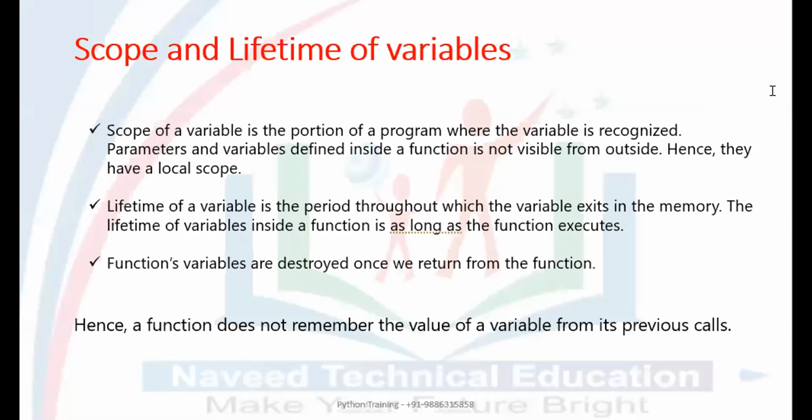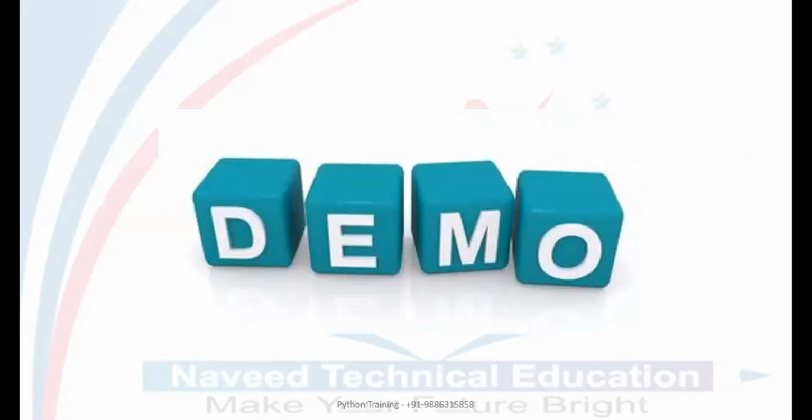Now let's see what we mean by scope and lifetime of a variable. The scope of a variable is the portion of a program where the variable is recognized. Parameters and variables defined inside a function are not visible from outside. Hence, they have a local scope. The lifetime of a variable is the period throughout which the variable exists in memory. The lifetime of a variable inside a function is as long as the function executes. Function variables are destroyed once we return from the function. So always remember, a function does not remember the value of a variable from its previous calls. Let's look at the demo for a better understanding.